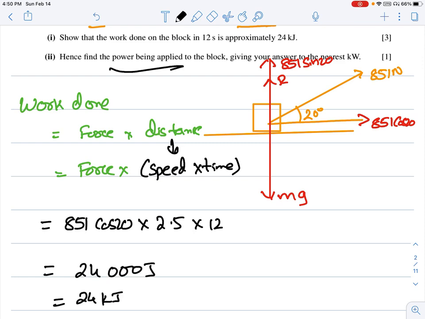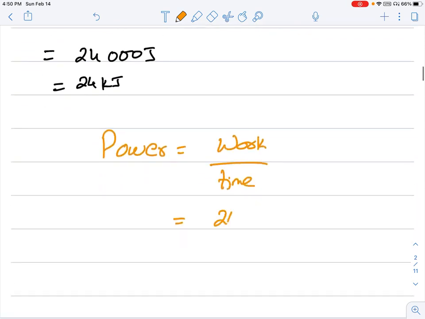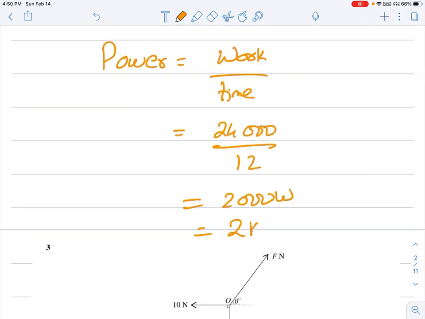Hence find the power. So formula for power is equal to work by time, work divided by time. So work I get 24,000 divided by time is 12, so 2000 watt or 2 kilowatt.